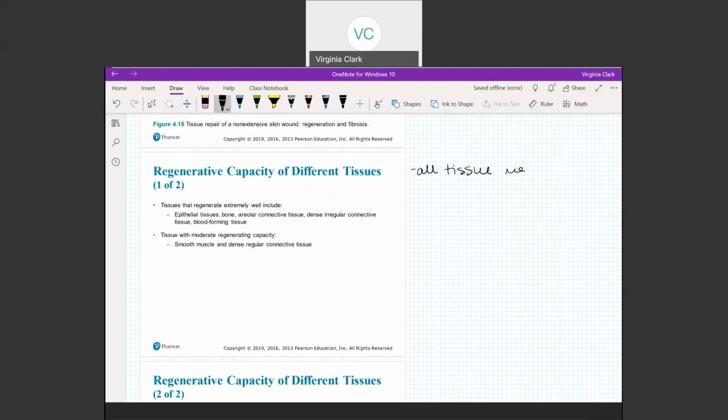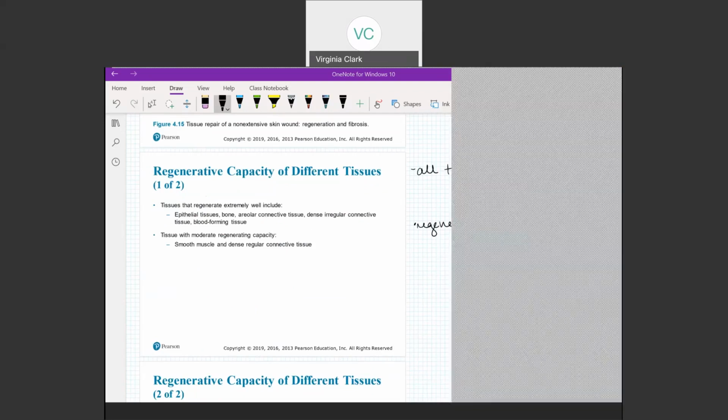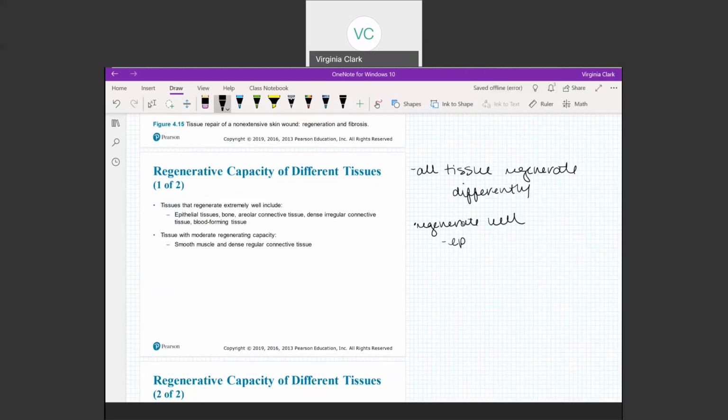all tissues regenerate differently. Some tissues regenerate really well. If you get a paper cut, that heals really quickly. So some heal really well, some don't. The ones that regenerate well are going to be epithelial tissue. Your skin will heal very well.